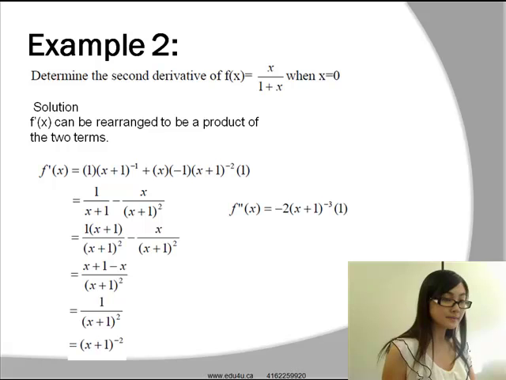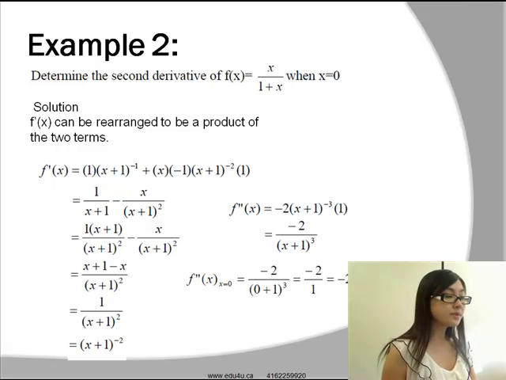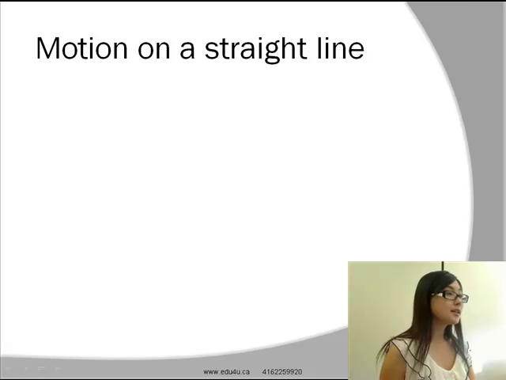From there, we can calculate the second derivative of f of x, and that will be negative 2 times (x plus 1) to the power of negative 3 times the derivative of whatever is inside, and that's going to be 1. It can also be written as negative 2 over (x plus 1) to the power of 3. We're supposed to find the second derivative of f of x such that x is equal to 0, so we plug x equals 0 back into this equation, and we get negative 2.